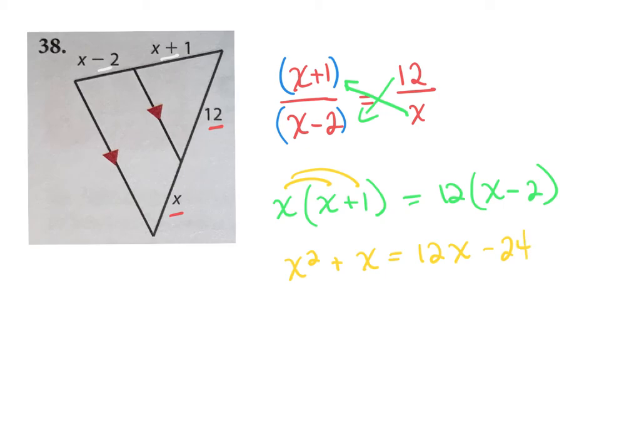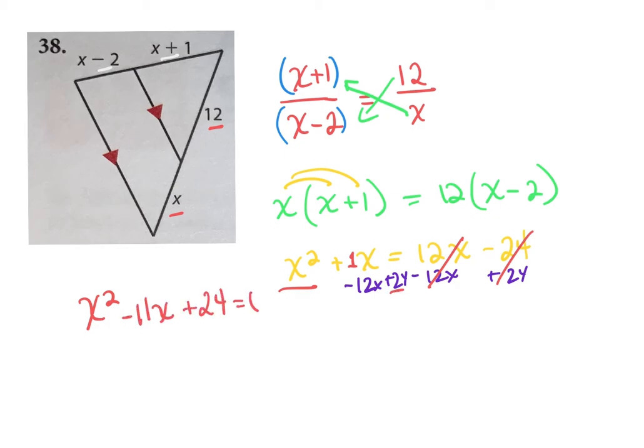Remember, when you have an x squared, you need everything on one side, and then you're going to have to factor. So for this, we're going to move everything over. I'm going to subtract the 12x over. I'm going to add the 24 over, so that everything over here cancels. X squared does not combine with anything. We have 1 minus 12. And then the 24 also does not combine with anything.